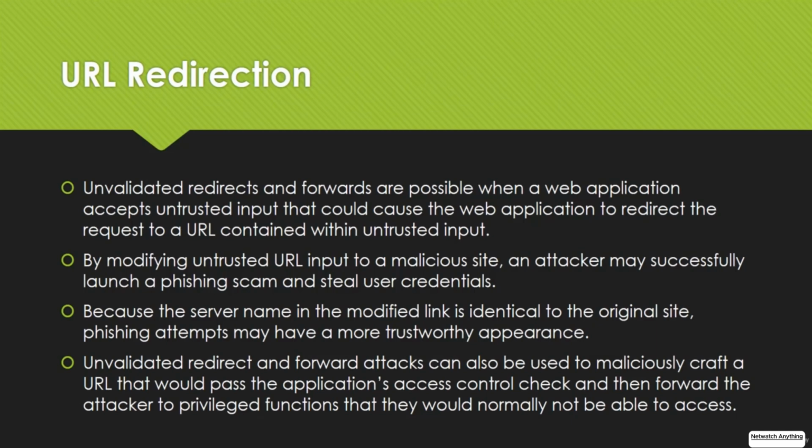Now let's talk about what is URL redirection. Basically, URL redirections are possible when a web application accepts untrusted input, and by modifying this untrusted input, we can redirect to a malicious website. So in that case, an attacker may successfully launch a phishing scam or steal user credentials.